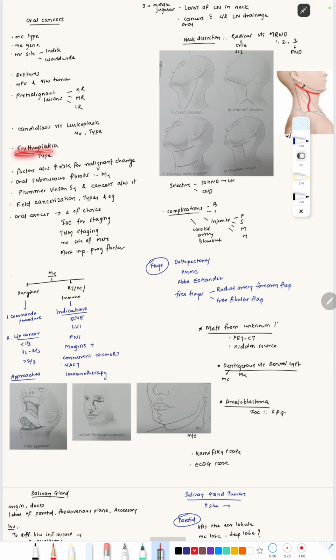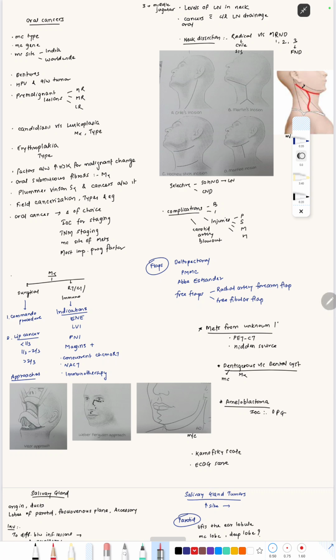The next is erythroplakia. Erythroplakia overall has the maximum chances of going into malignancy. About 5 to 6 times the chances are present. It is nothing but a red patch that is seen, which cannot be rubbed off. The speckled variant, out of all these three, has the highest chances of converting into a malignant.